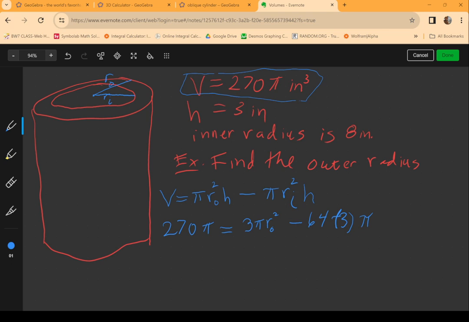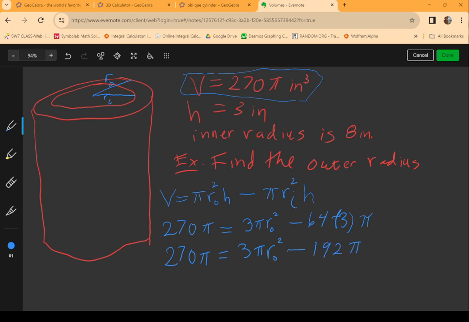Okay. Now I have something I can work with. I have one unknown in my equation, so now it just becomes an algebra problem. Once I've set up my problem, I have a formula that I can work with, and now I can simply solve. The first step is some simplification. 64 times 3 is 192, and again, don't forget the pi's. Those are still very much part of the problem. So we get 3 pi r outer squared minus 192 pi.